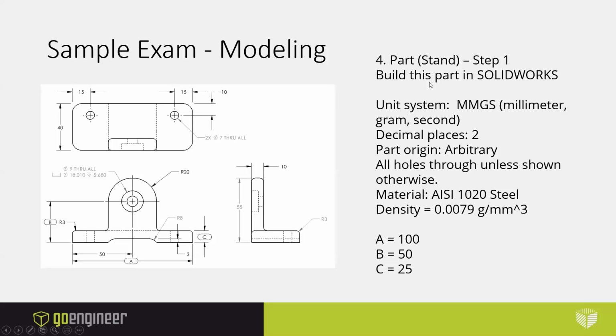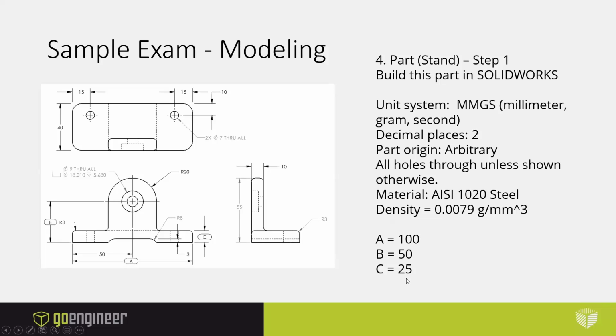It will say, okay, this is step 4. The part's called stand. Step 1 is build this model in SOLIDWORKS. Here, this is exactly how it's going to be worded. The unit system is millimeters, grams, seconds, 2 decimal places. The part origin is arbitrary. All holes are through holes unless otherwise specified. The material is AISI 1020, which has a density of 0.0079 grams per cubic millimeter. And then if we look, this is A, this is B, and this is C.